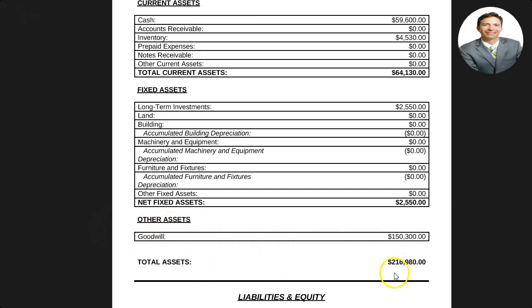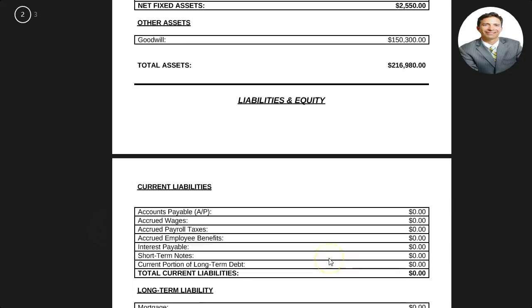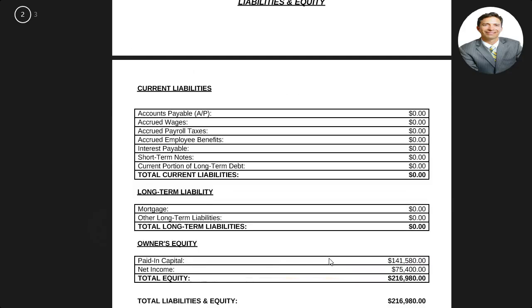Total assets you'll have here now when you add the 150 plus these other two, the 2,550 and the 64,130, you get 216,980. Now we're going to move down to liabilities and equity. In terms of liabilities, if you have any liabilities, any accounts payable, like credit cards, this would be here. If you have any other loans or business loans that need to be paid as well. If you have a mortgage for the business, if you own an office or if you own a building, this is where the mortgage would go, because this would be considered a liability if you owe money.